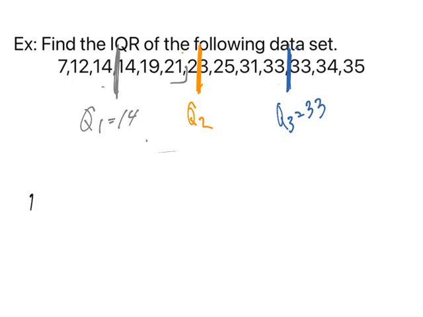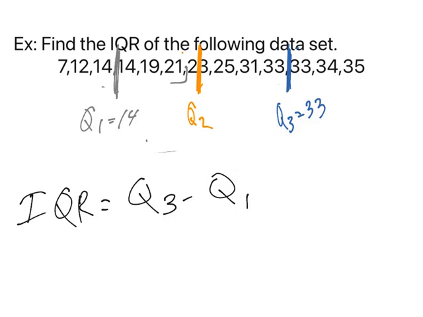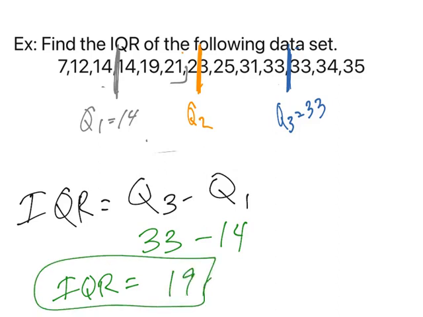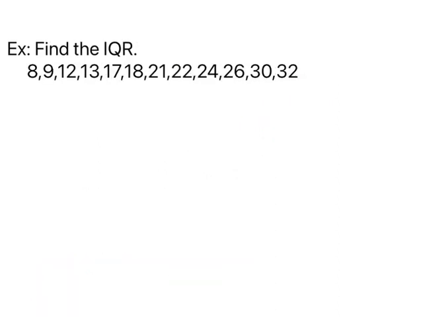So to find the interquartile range, the IQR, again, we take Q3 minus Q1. So I'm going to take 33 minus 14, and my IQR for this particular data set is 19. Let's do another one, not maybe quite as easy.